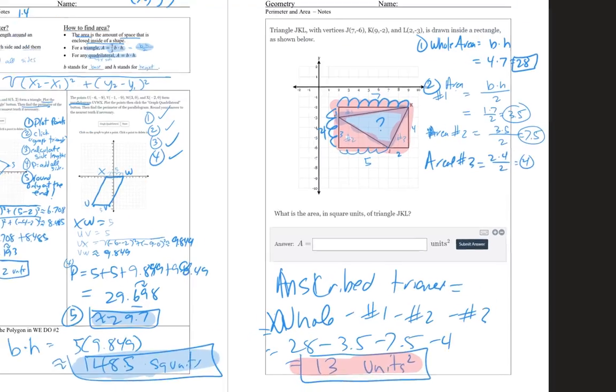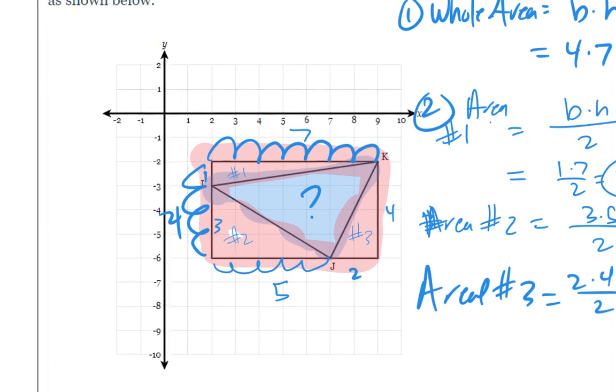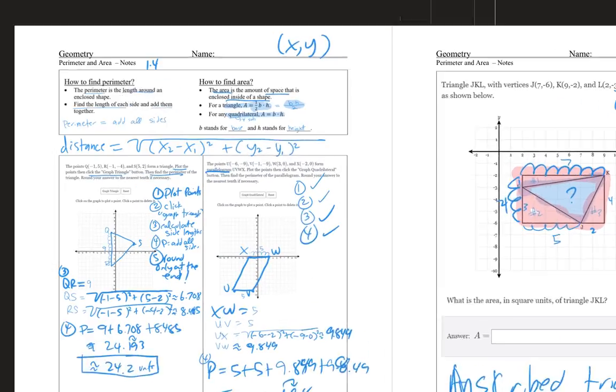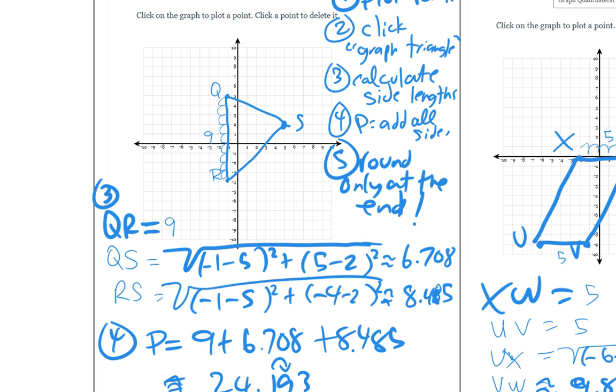Okay, so on this practice, we're just going to recognize that to find the area of this triangle, we're going to find the area of the whole thing. Then we're going to cut out that, subtract that, subtract that, subtract that. What's left is that, right? And then on the perimeter, we're just going to add all the sides together. When we can't calculate that perimeter by just counting vertically or horizontally, we have to use our distance formula. All right, so let's practice together. If you have any questions, let's go.